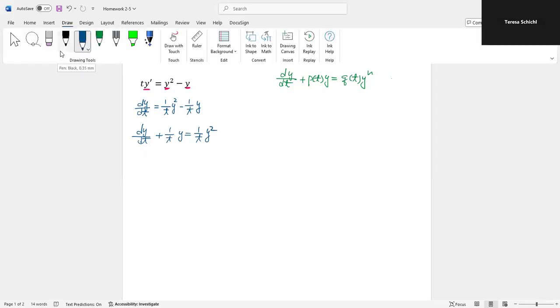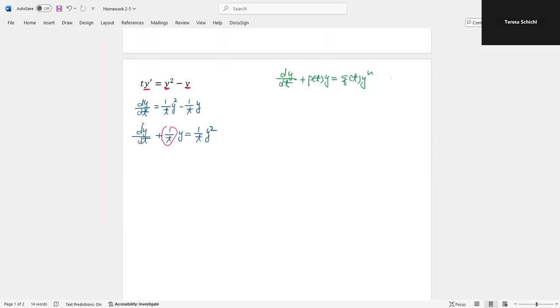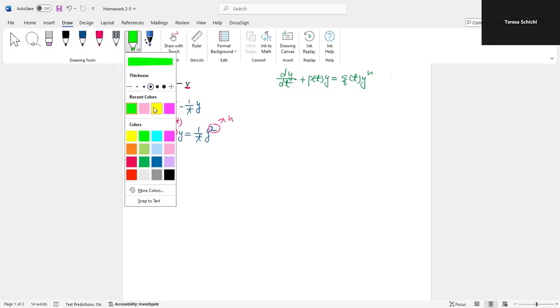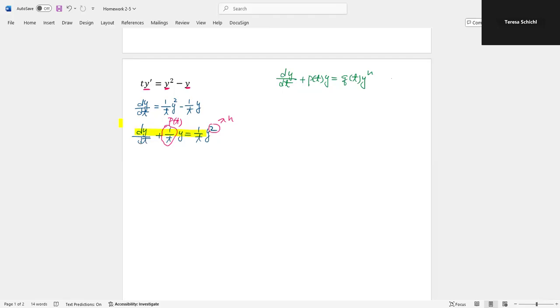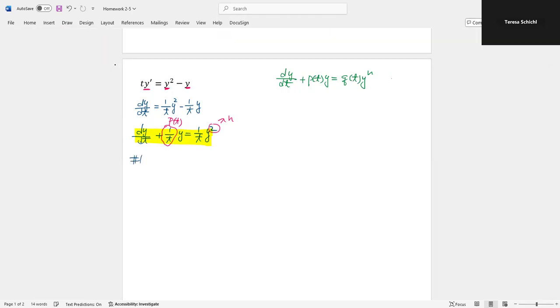Compared to my Bernoulli equation, I know this is my p(t), and this is my n. Now we can follow the steps. Let me highlight this equation, which is the equation we are later going to replace the dy/dt with. So let's follow our typical steps.